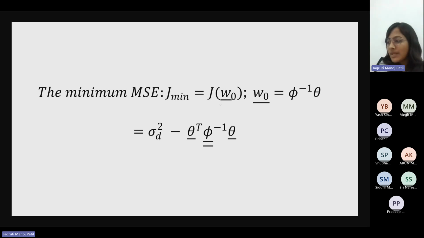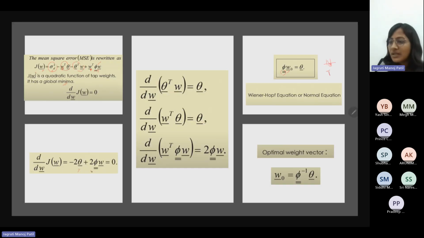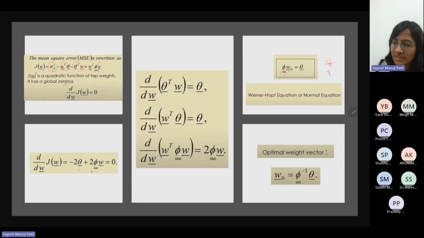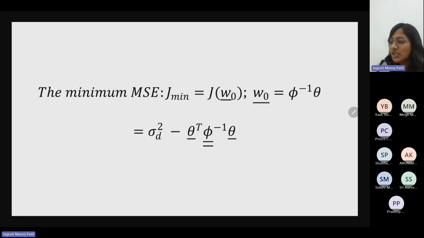So how do we minimize it? Now we know that the weight is given as phi inverse of theta. So here it was sigma square minus both of the transpose terms plus w transpose phi w. Here the difference is that you write w naught as phi inverse theta. So eventually you'll get this form.